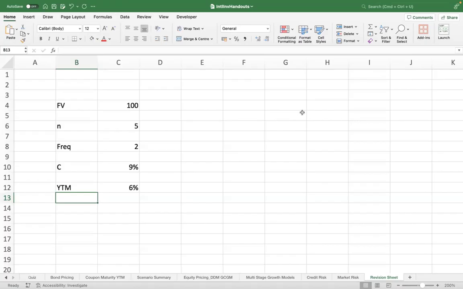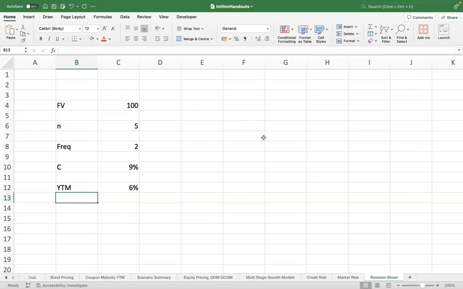Now you'll be able to see. So we have bonds which have a face value of $100. 5 years remain to maturity. Frequency is 2 means these are bonds with semi-annual coupons. So that means the same coupon which was to be paid annually will now be divided by 2 and paid twice a year rather than once a year. And the coupon is 9% and the yield to maturity is 6%. So we have to determine the price of the bond.